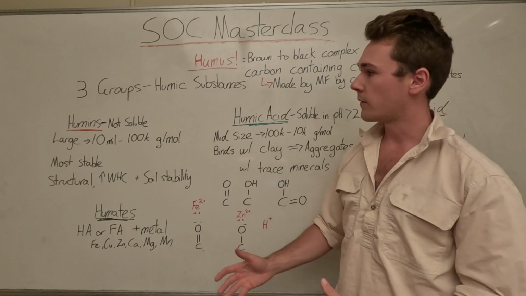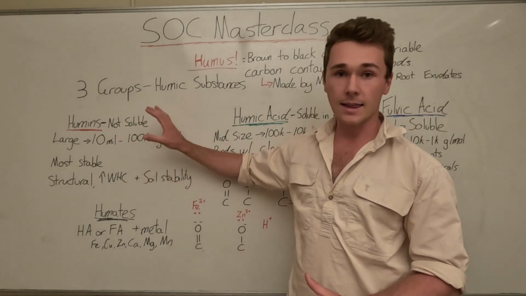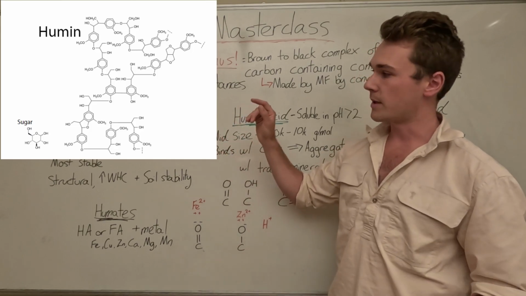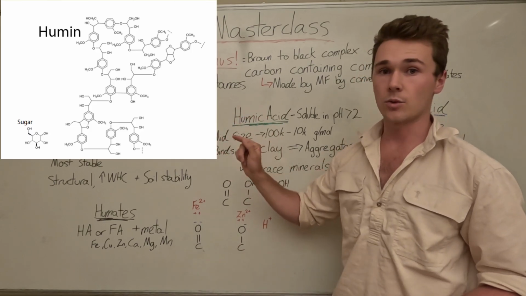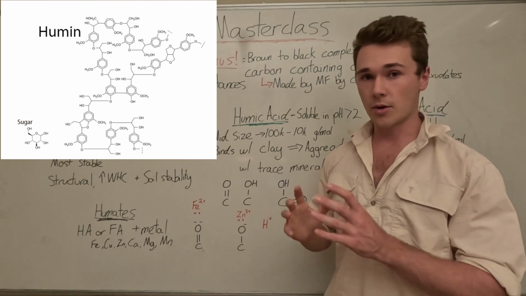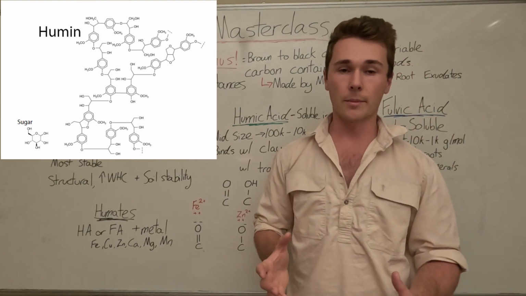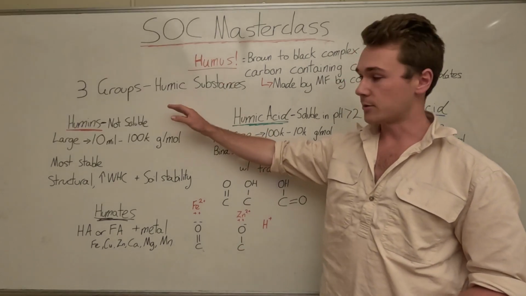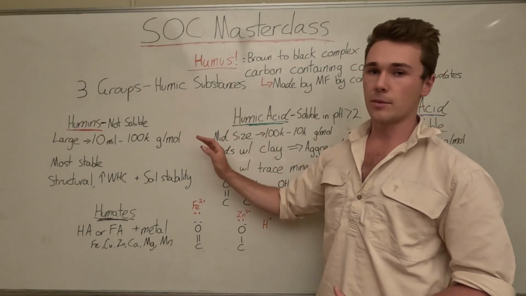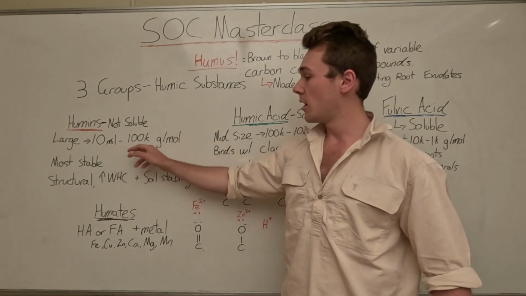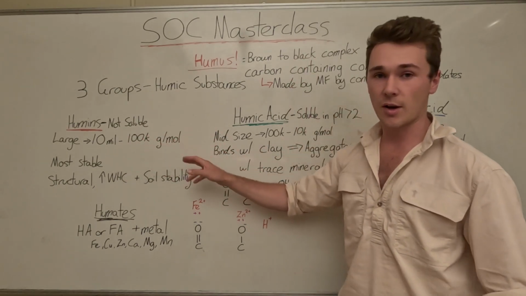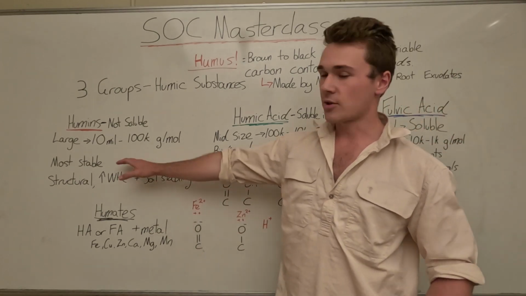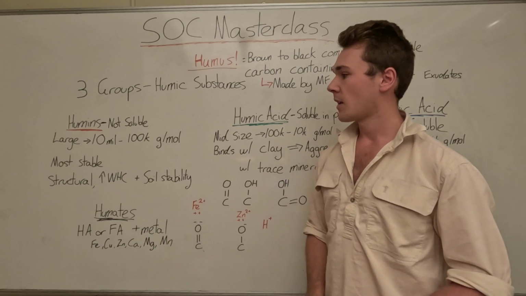So first we have humin. Now these are our largest compounds. You can see the photo here, very big. You'll be able to see humin compared to glucose there. Glucose is quite small, even though it's a pretty big compound. It's actually quite small compared to humin. So it's not soluble at all. It's a very, very large molecule. So in the order of 10 million to 100,000 grams per mole. These are massive molecules. Now, they're also the most stable out of all our humic substances.